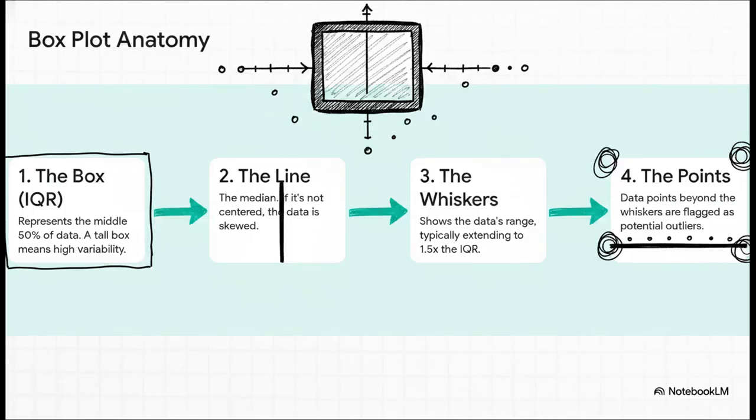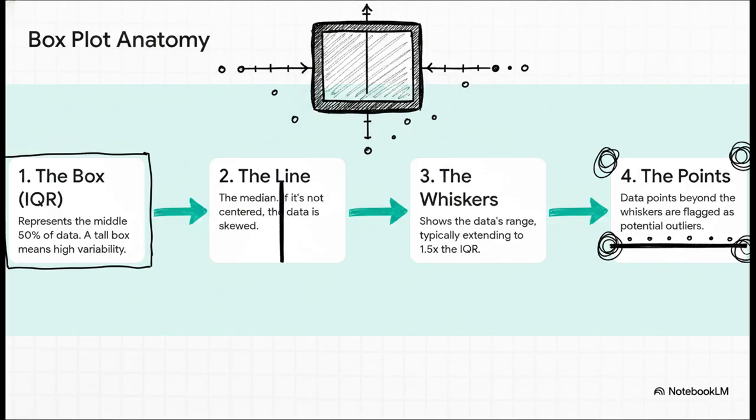And speaking of box plots, let's just quickly break one down. It's such a simple chart, but it's packed with info. First, you've got the box itself. That's the middle 50% of your data. A tall box means things are really spread out. Second, that line inside is the median. Third, you've got the whiskers, which show you the expected range of the data. And fourth, any of those little dots floating outside the whiskers, well, those are your potential troublemakers.